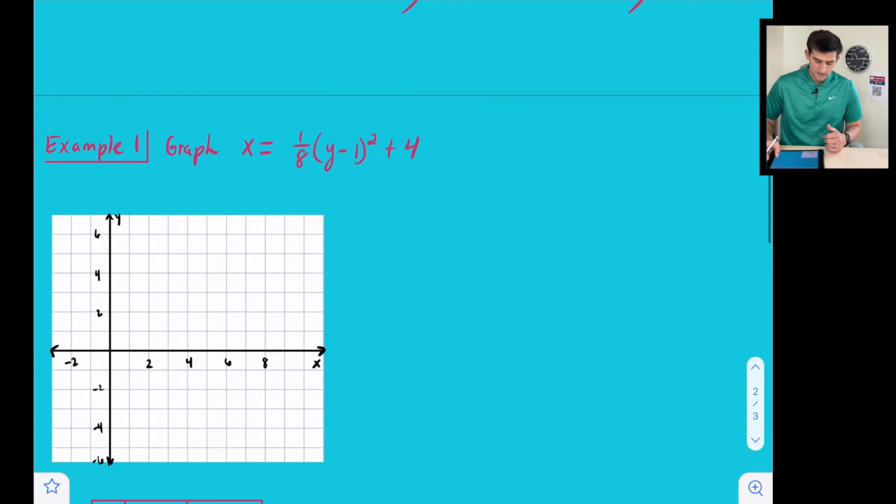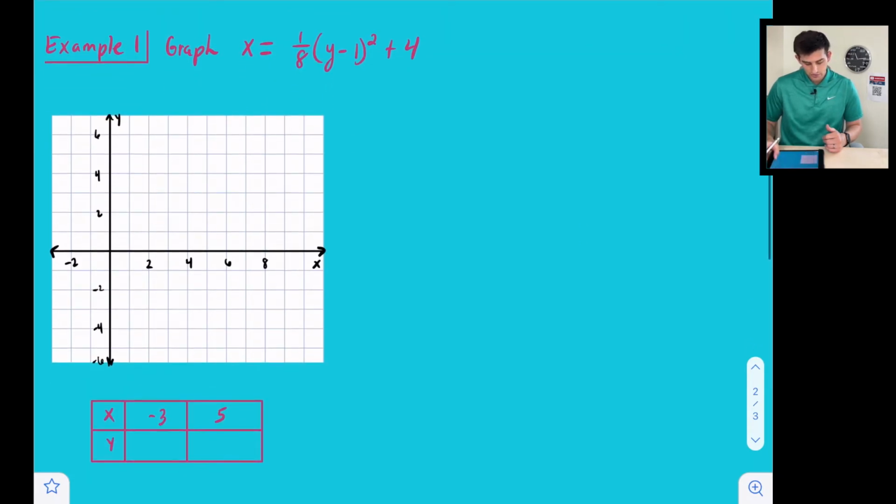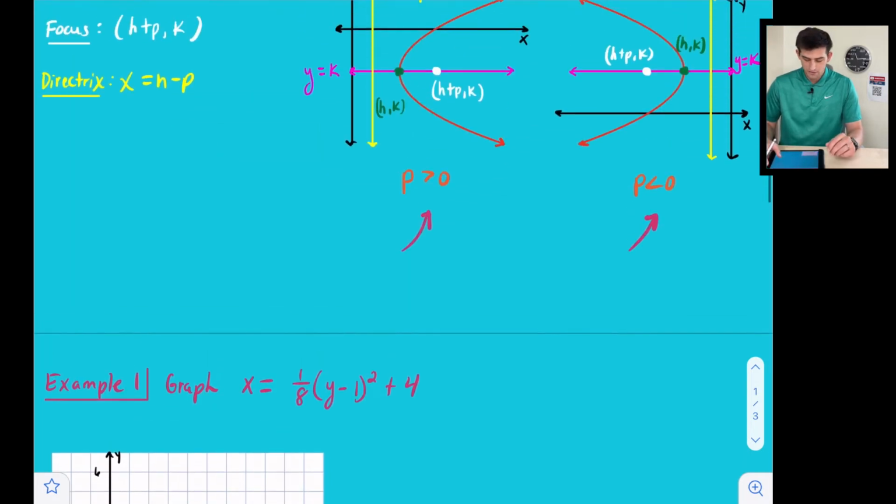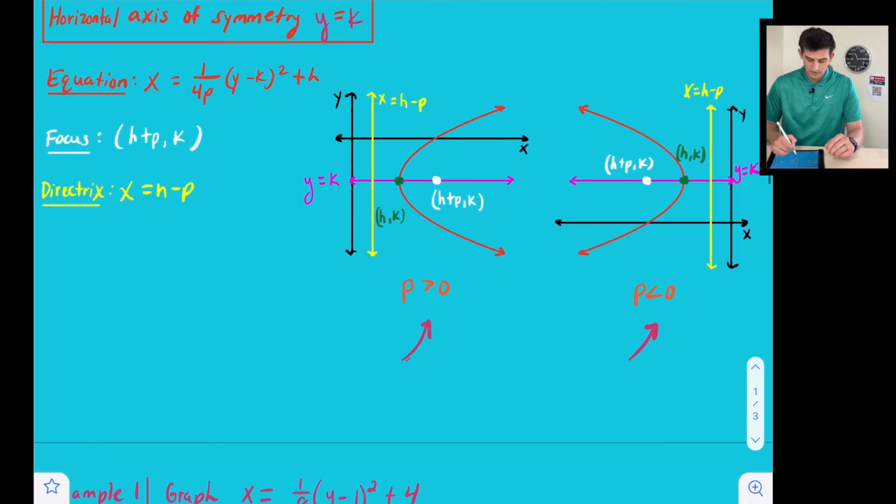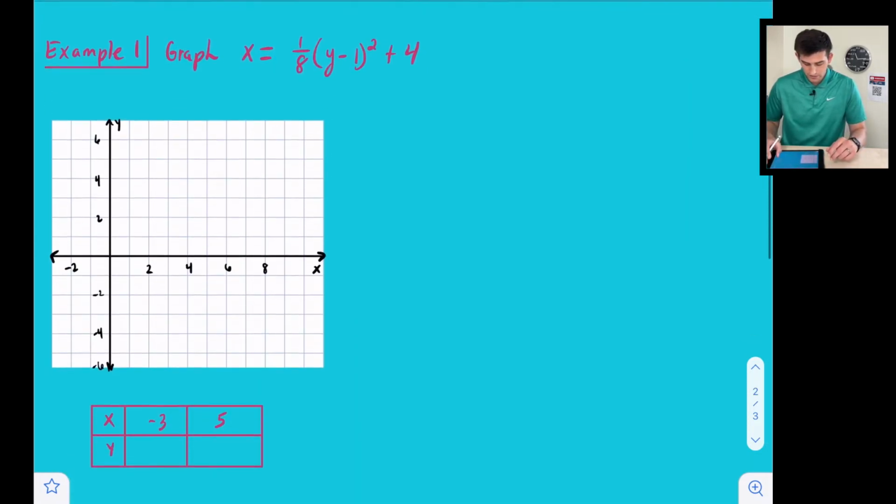So we're going to look at one example of each of these, and we're actually going to graph one of them today. So for example number 1, we're going to graph x equals 1 over 8 times y minus 1 squared plus 4. So we see that x equals, so you know it's either going to open left or right. Notice that we have 1 over 8, that's positive. So if we go back up here, p is greater than 0, so it should open to the right, okay?